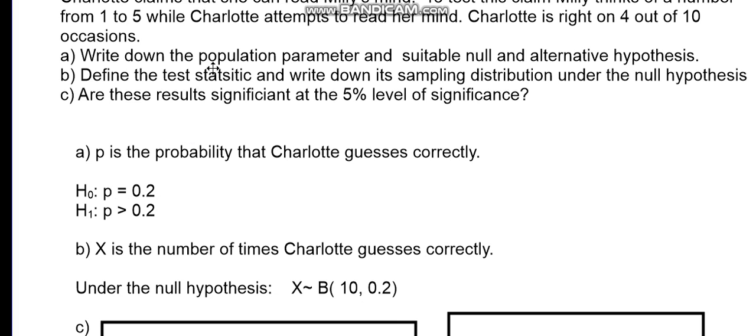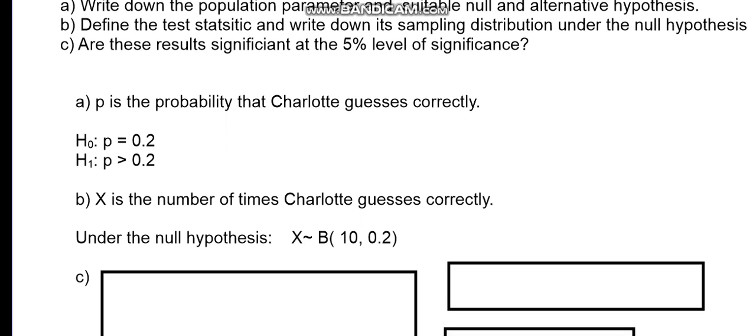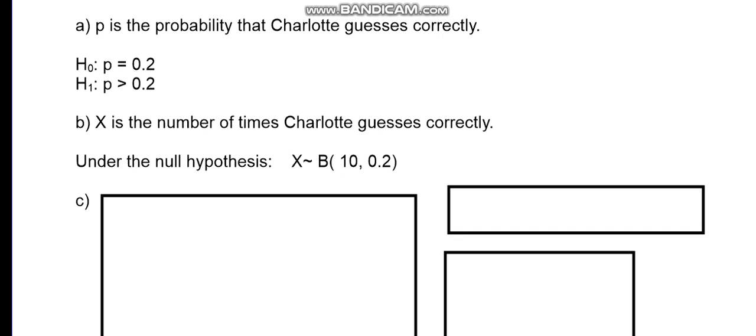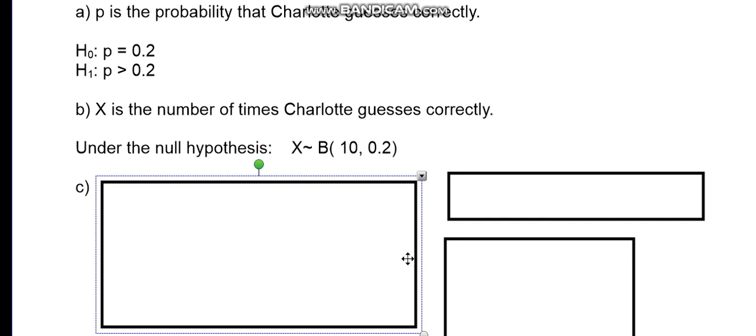Okay, so that's parts A and B, and then part C, we're asked, are these results significant at the 5% level of significance? Okay, so we've got all the groundwork done. Now we're going to do the actual test. So remember I said it's always good to start with a diagram of a distribution. Just a picture to see what's going on.